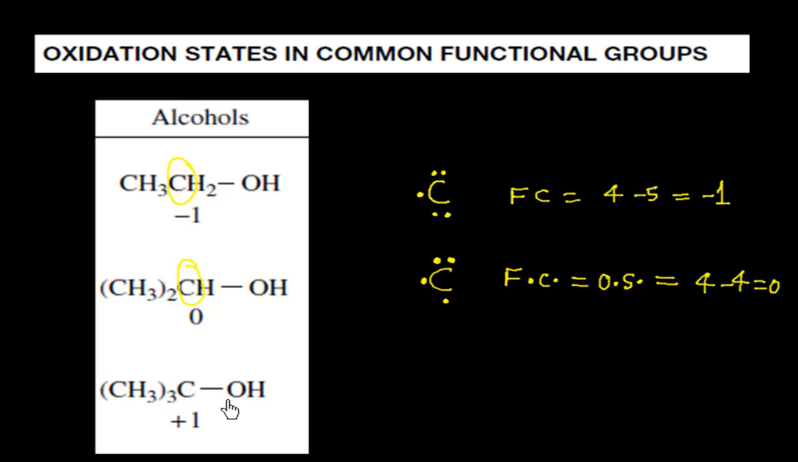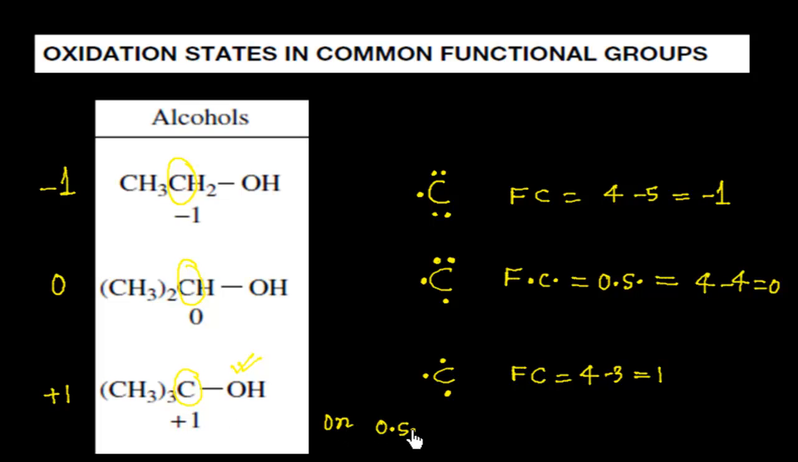Now next one. This is a case of tertiary alcohol. So this is attached to 3 carbons. So from all the sides you will have 1 electron. This side we have oxygen, and oxygen will not contribute any electron. So formal charge in this case is basically 4 minus 3, that is 1. So oxidation state is plus 1. So you see primary alcohol will have minus 1, secondary alcohol will have 0, and tertiary alcohol will be plus 1. So once again, on the basis of oxidation state, we cannot define the functional groups. The same functional group alcohol can have many oxidation states.